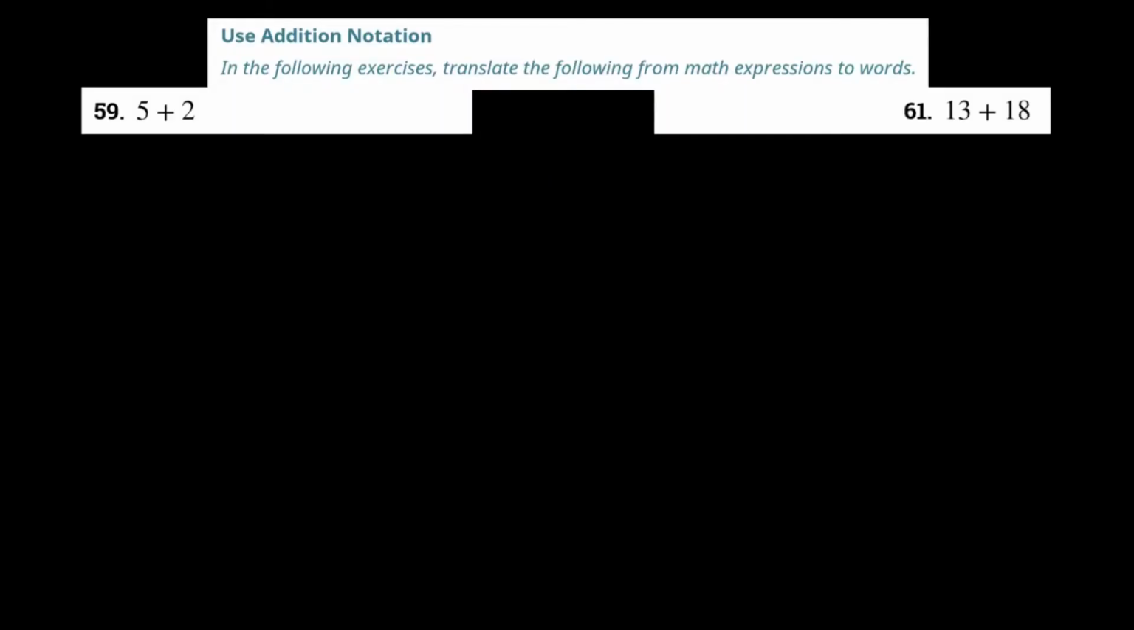For these problems, we are going to translate the following from math expressions to words. So from math expressions to words, we're now learning about addition. For number 59, we have 5 plus 2. So let's change that. We have 5. And this symbol right here, this little cross, means plus 2. So in words, this looks like 5 plus 2.